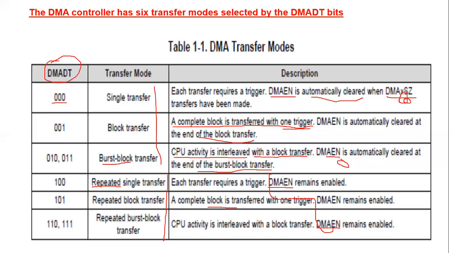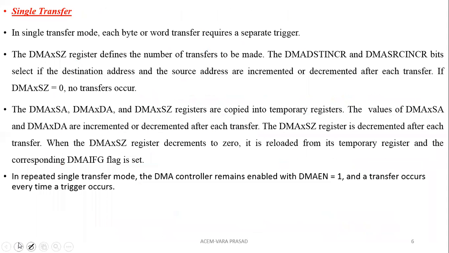Repeated means depending on DMA enable. If DMA enable is 1, the same modes will be performed repeatedly. These modes will be stopped only when enable is equal to 0, then this operation will be stopped. The same thing I have explained clearly and briefly, one by one.